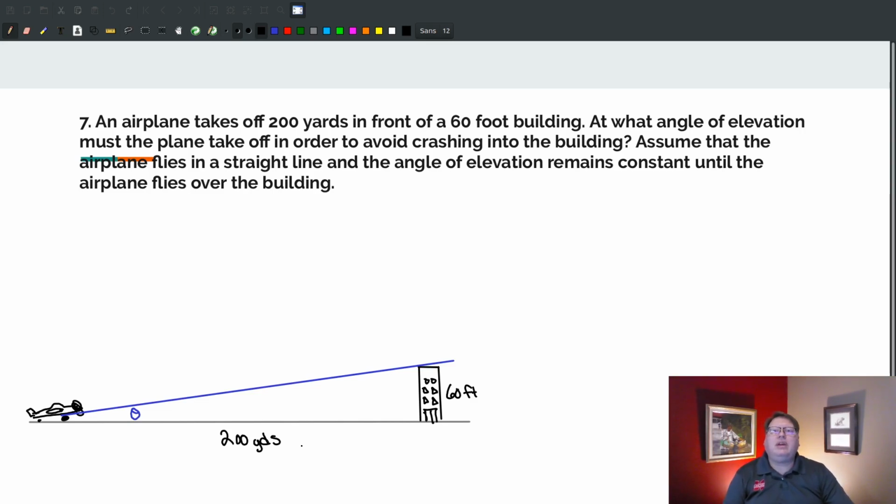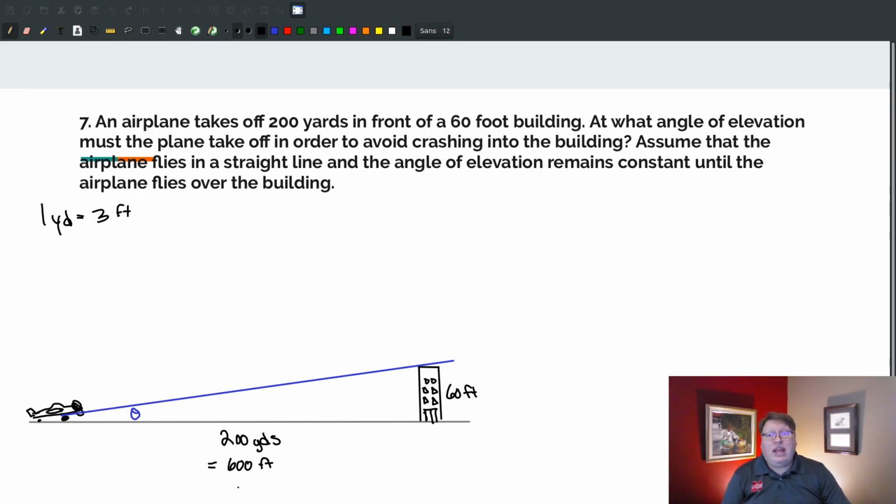By the way, are y'all noticing something strange about this problem? You have 200 yards and yet a 60-foot building. We cannot work this problem until our units are consistent. So in this case, I would convert my yards to feet, realizing that 1 yard is equal to 3 feet. So if I have 200 yards, I'm going to multiply by 3 to get the number of feet, which will give me 600 feet.